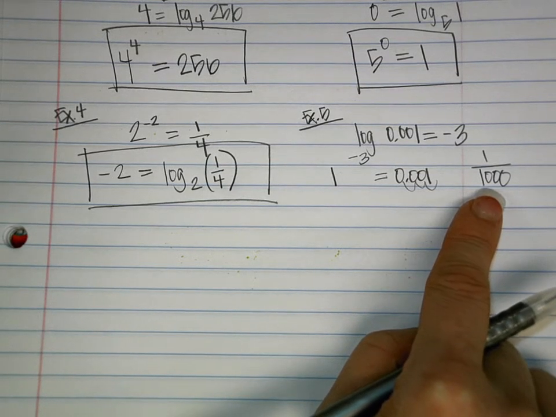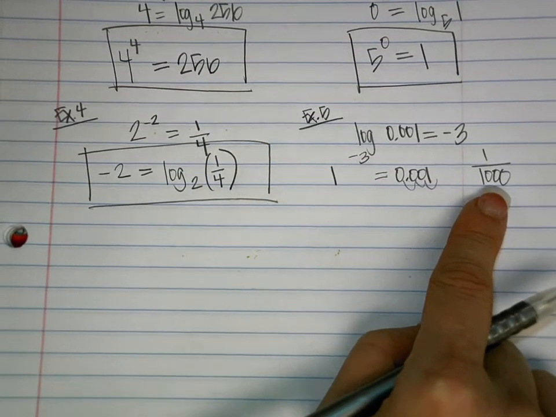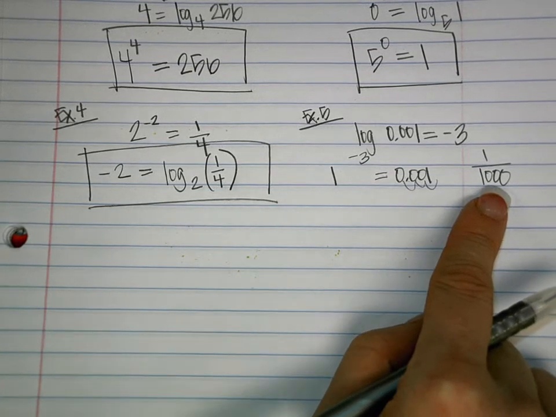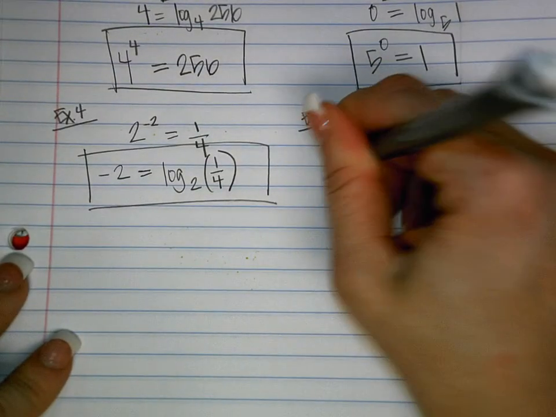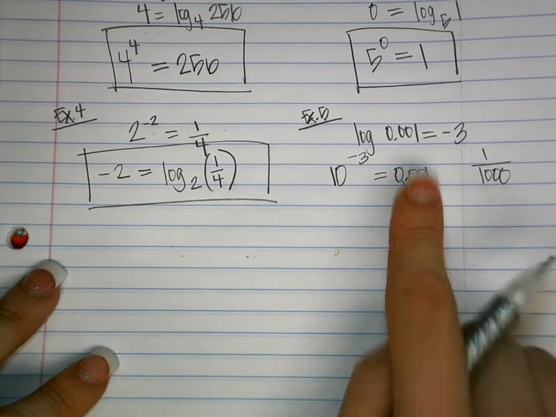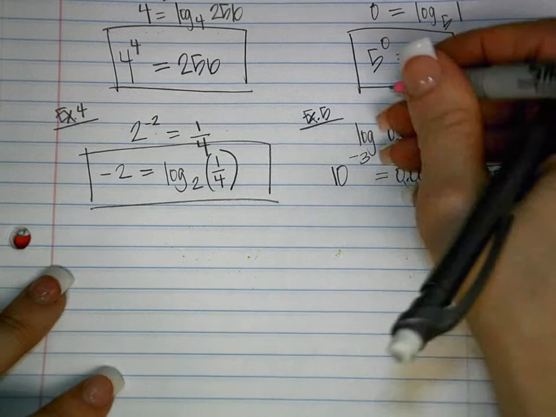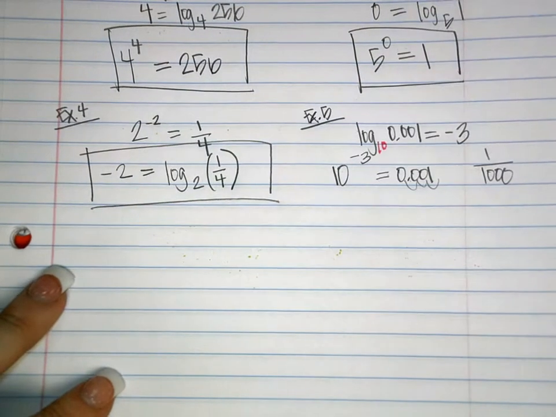10. Okay, think about it. 10 to the third power would give you 1,000, right? And negative exponents make fractions. So really, this is 10 to the negative third equals 0.001. The challenge here is, if there's ever a missing base here, it is always assumed to be base 10.